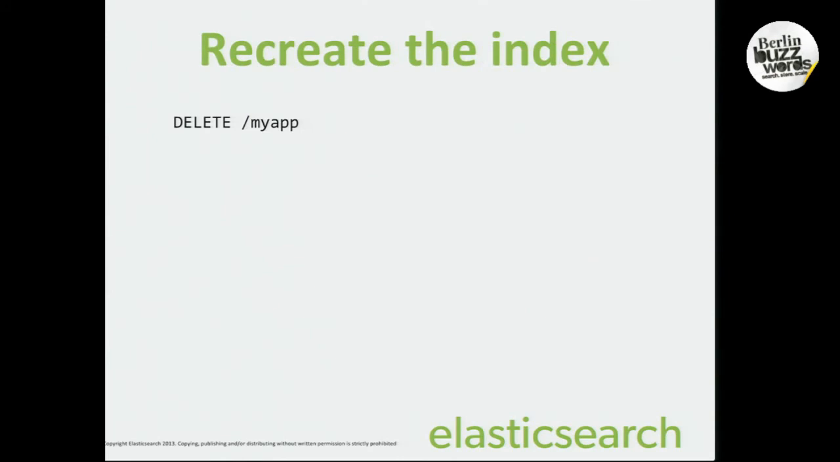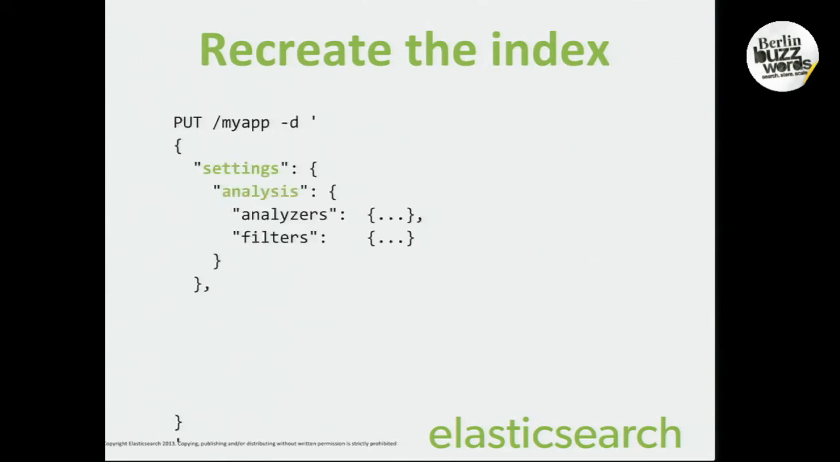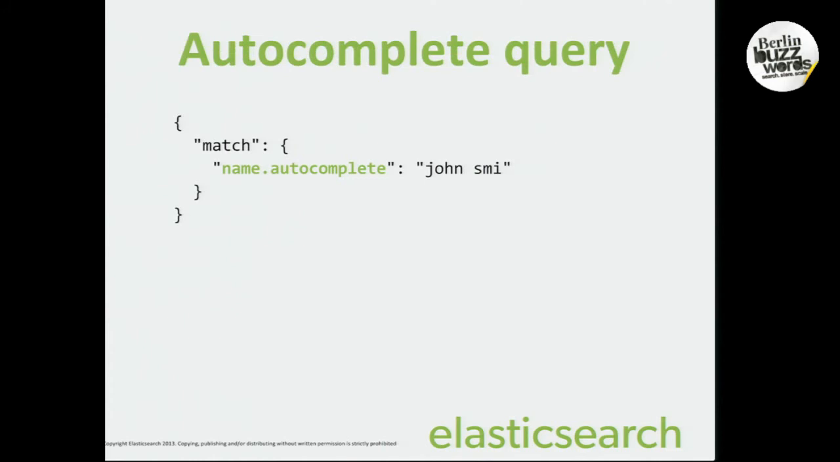We delete the index and create a new index specifying our analyzers and filters in the settings section and our new mappings in the mapping section. And now, after we put the data back in, we are ready to query it. And the query is this simple. We search the name.autocomplete field and pass in whatever the user has typed in, and that is going to match. But John will also match Jonathan.